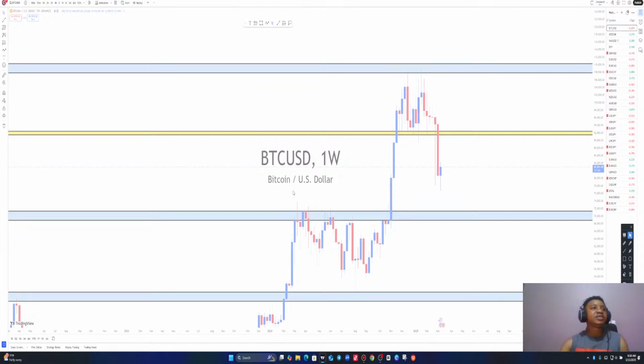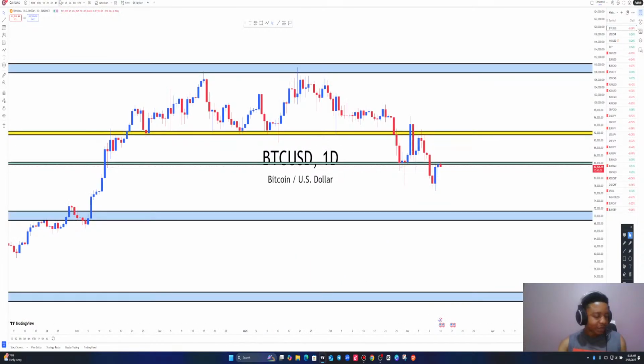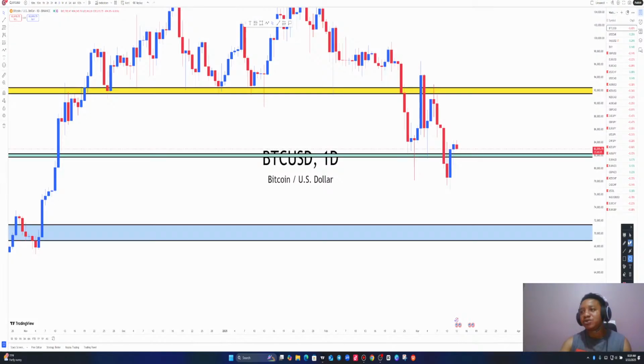All right, so BTC USD, let's take it all the way to the daily time frame where we can continuously analyze this market from there as well. All right, so this is the daily time frame of BTC USD. Now, BTC USD, taking it all the way to 4H to complete the analysis.